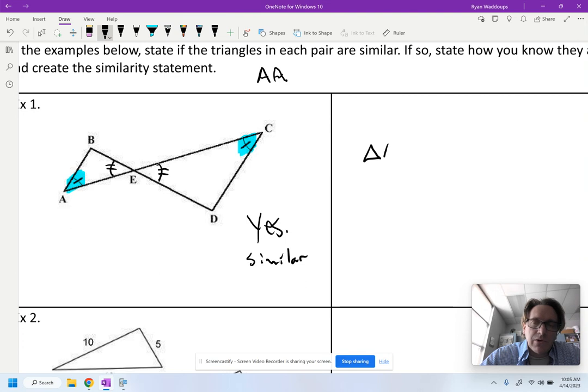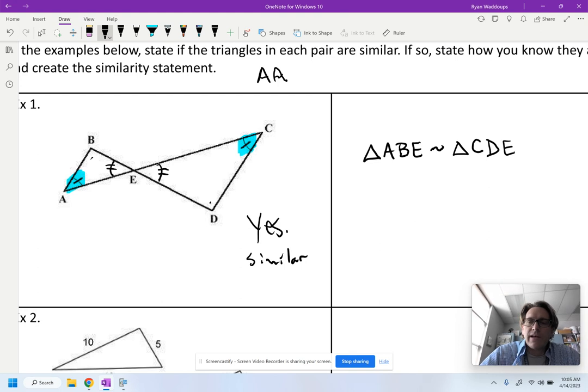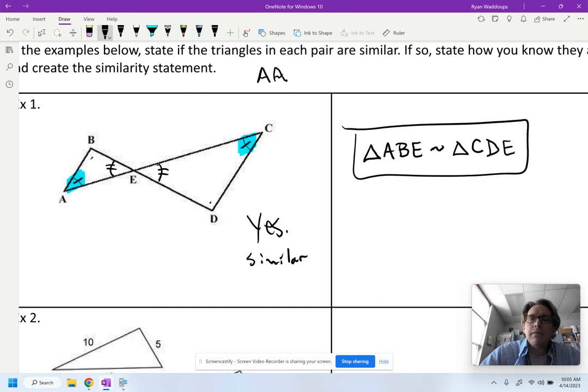And so for our similarity statement, you just choose a vertex to start with. We'll go ahead and start with A. So we'll go to A and then over to B and then to E. And I'd say that this is similar to, and I have to see which angles are corresponding. So I know A is congruent to C. I've marked those already. So A, and then I would say C. And then B isn't marked, so I'm going to go over here to D that's not marked. That's going to be my next one here, D. And then finally back to E. And so that's our similarity statement.